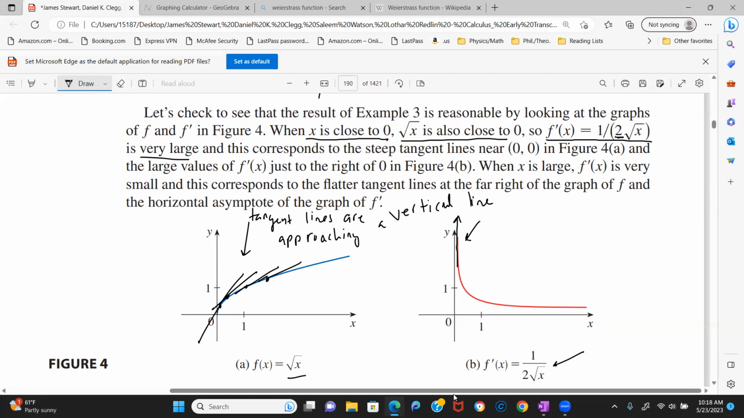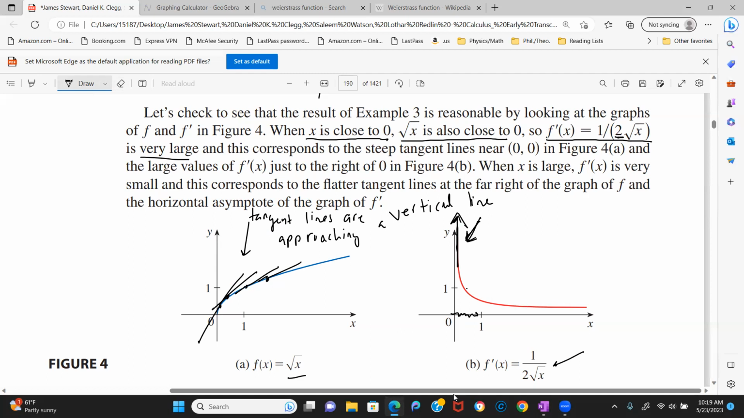So that makes sense that your derivative should be, in a sense, infinite, or at least go off to infinity like it does here. These tangent lines right here are getting steeper and steeper, approaching a vertical line, which has infinite slope. So it makes sense that your derivative, which describes the slope, should go off to infinity when you get closer and closer to 0. And that's exactly what happens here.